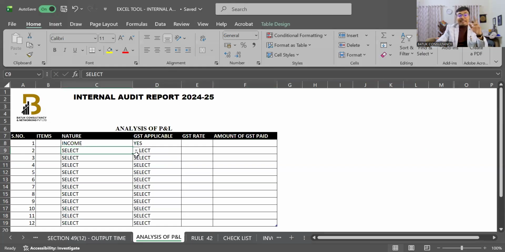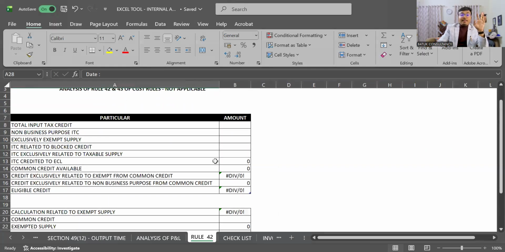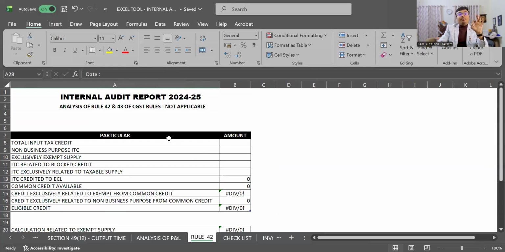So from an income perspective, you need to check whether GST has been paid. From an expenditure perspective, you need to check whether RCM has been paid if applicable, or whether ITC reversal has been done if ineligible. We have also provided the complete calculation of Rule 42.